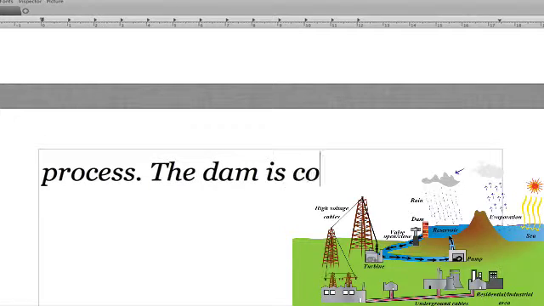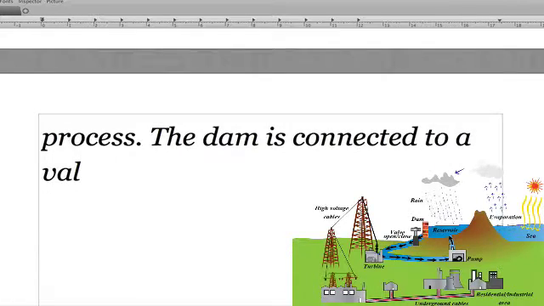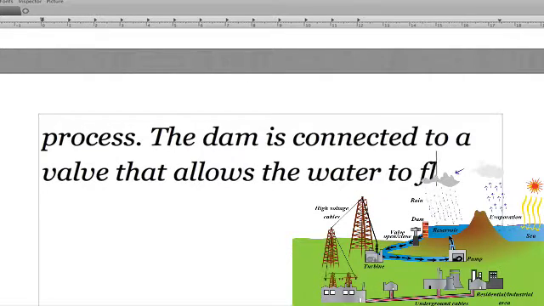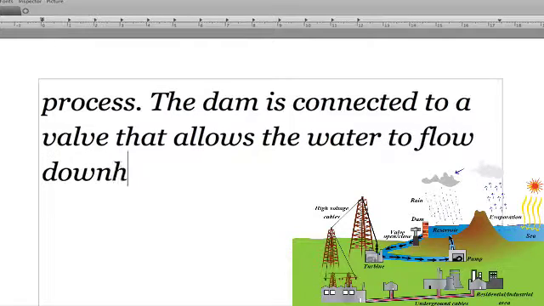The dam is connected to a valve. I don't think we need to stick in any sort of description. I know that in the data source it mentions that the valve opens and closes, but the nature of a valve is opening and closing. So I don't think I need to stick in any more detail regarding that bit of text there. So the dam is connected to a valve that allows the water to flow downhill and into a turbine.